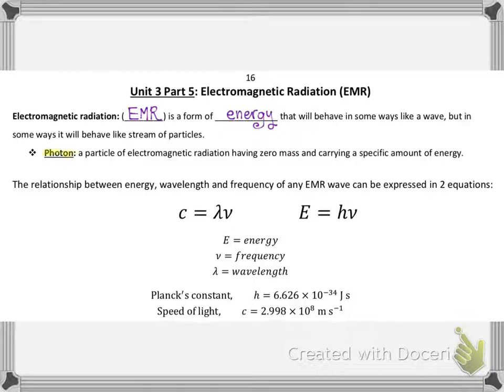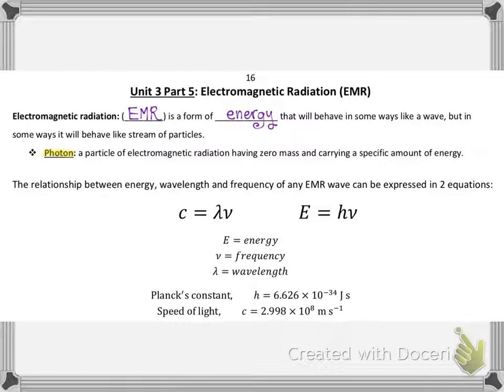Light, visible light, is, of course, one type of electromagnetic radiation, but there are lots of others, and all of them are made up of photons, which are particles of electromagnetic radiation. But the crazy part is that they have zero mass.